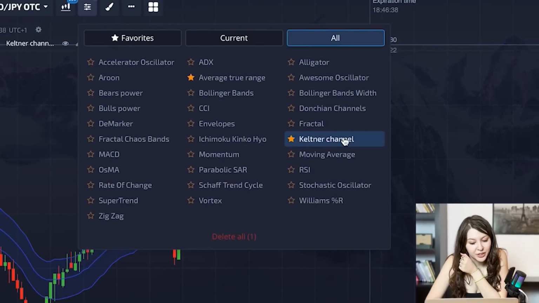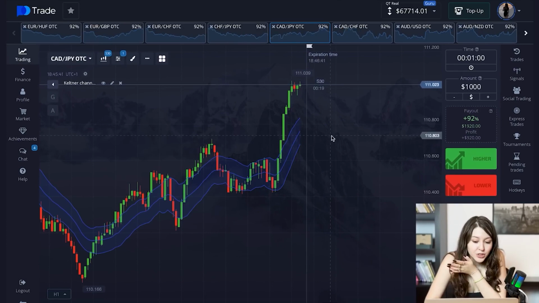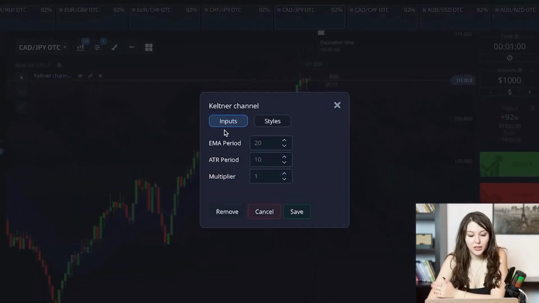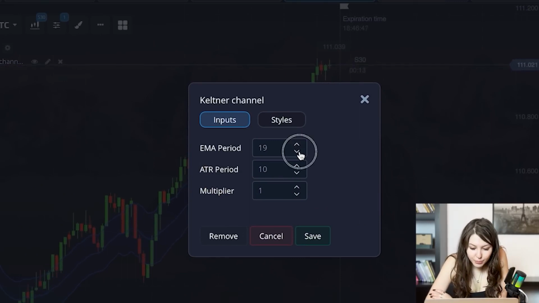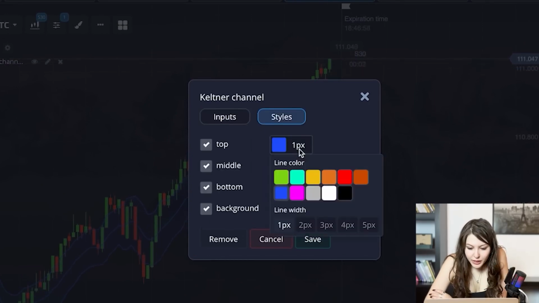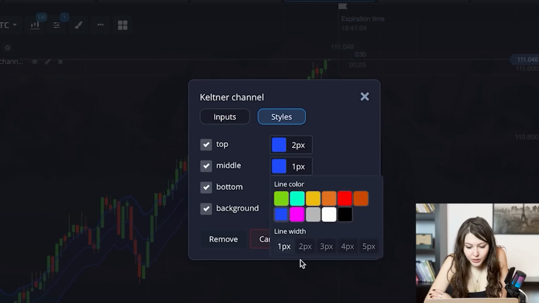So let's move on to the second indicator, the secret indicator. This indicator, Keltner Channel, some of the traders talk about it, but nobody talks about what it is and how it works. So let's see. I'm correcting the period as usual. So I'm gonna set 13 here and 7 here, and I'm gonna correct the colors.